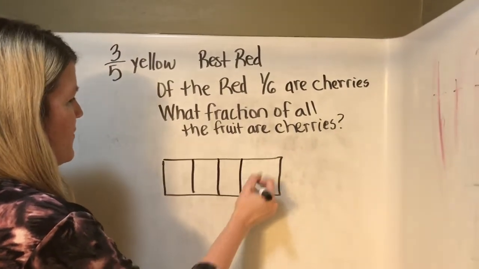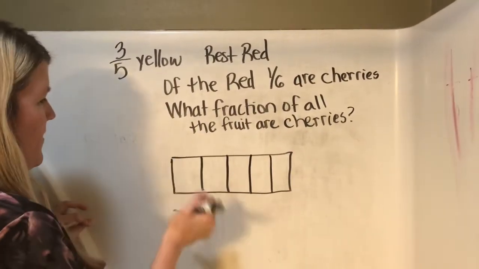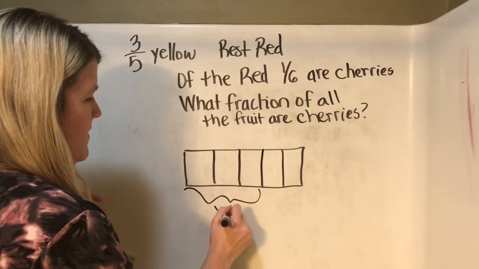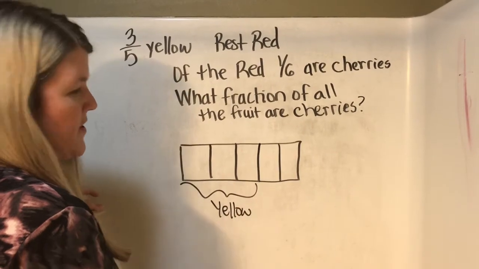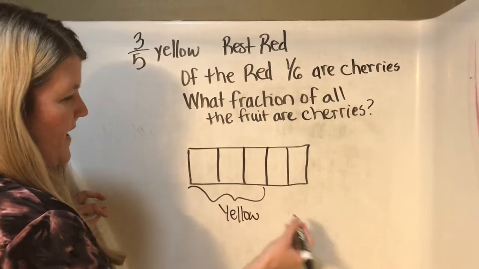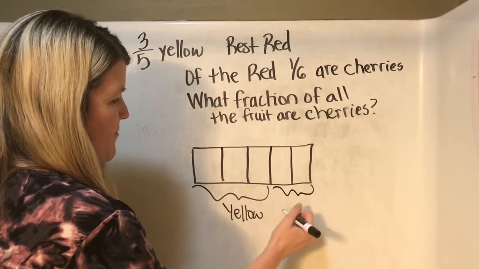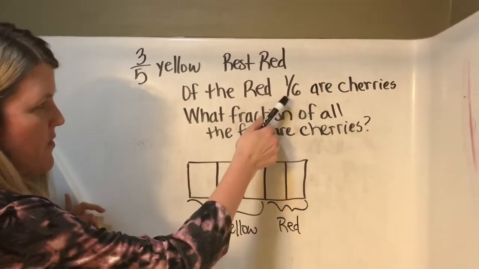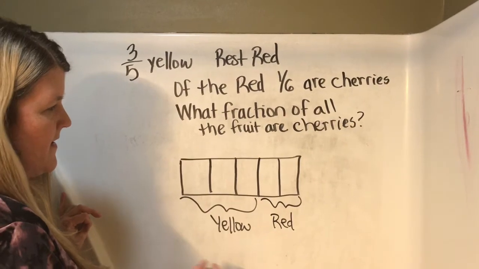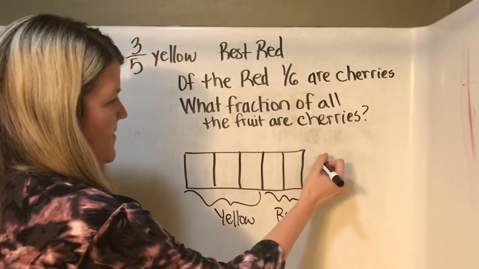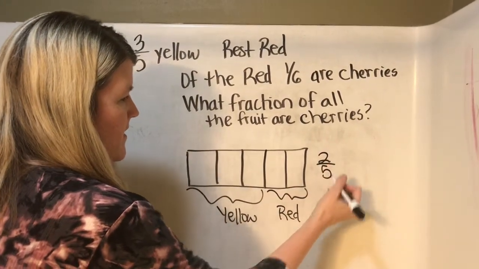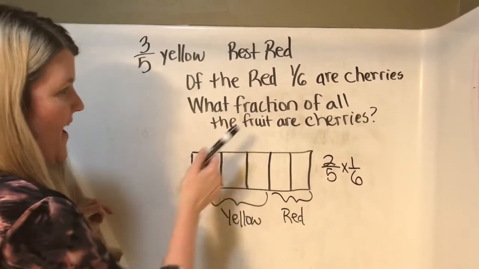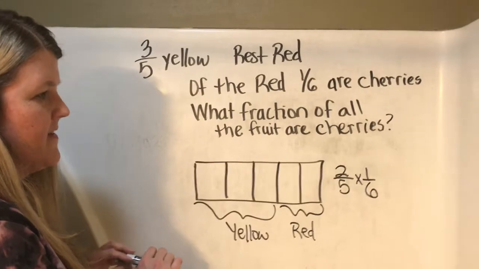So I know that 3/5 of the fruit are yellow. So I'm just going to mark that as yellow. So you can easily see now the rest are red. So 2/5 represents the red. And then of the red, 1/6 are cherries. So we're going to take the 2/5 and multiply that by 1/6 to figure out what fraction of all the fruit are cherries.